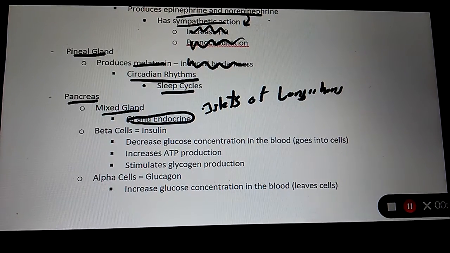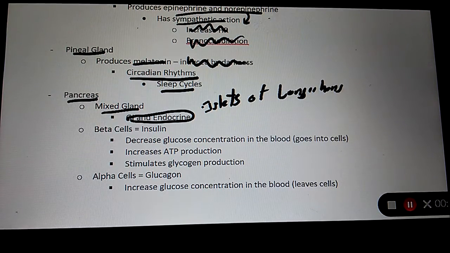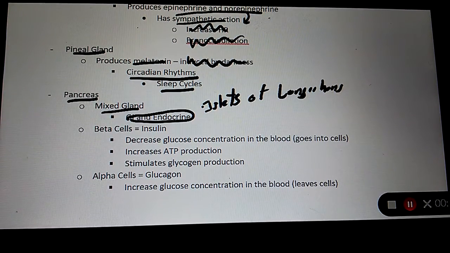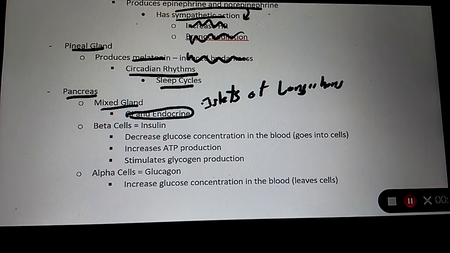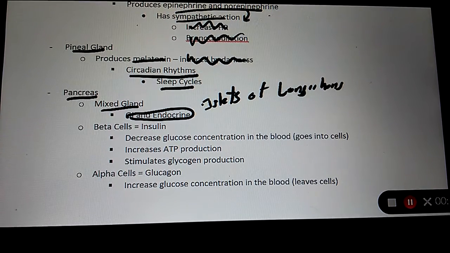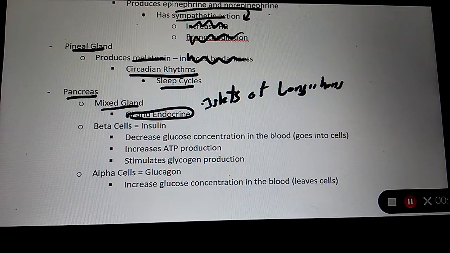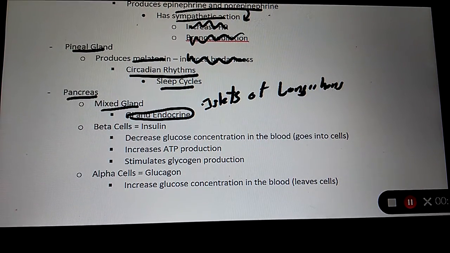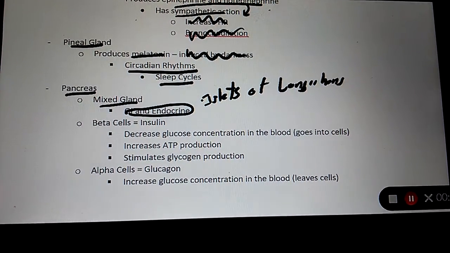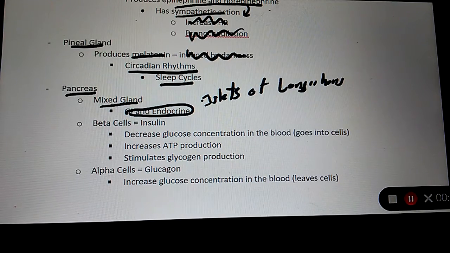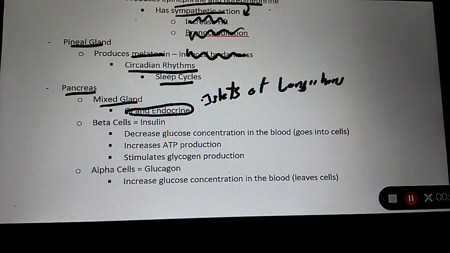Yes. Name for me a mixed gland. Pancreas. Is the pancreas a mixed gland? Yes. Does it have both GI and endocrine function? Yes. What gland has both endocrine and GI function? Pancreas.